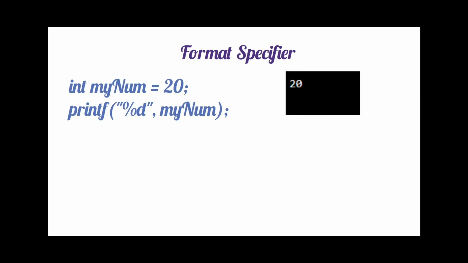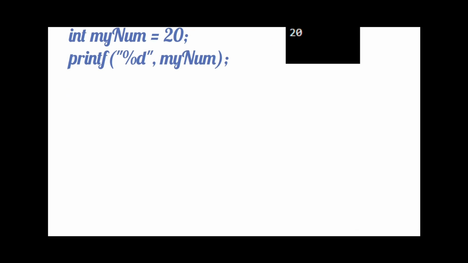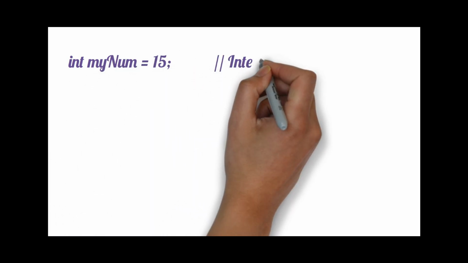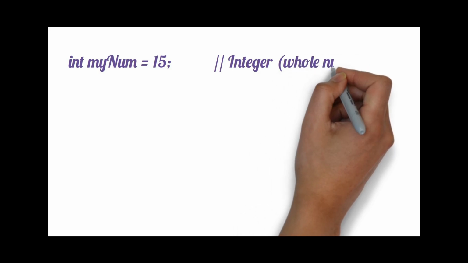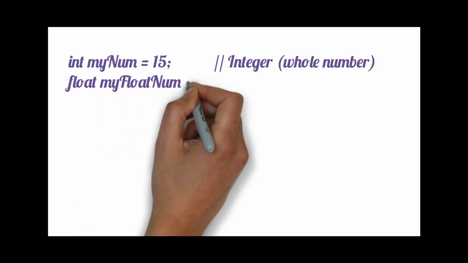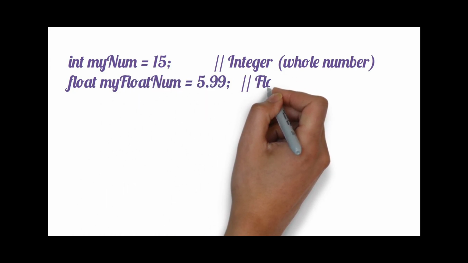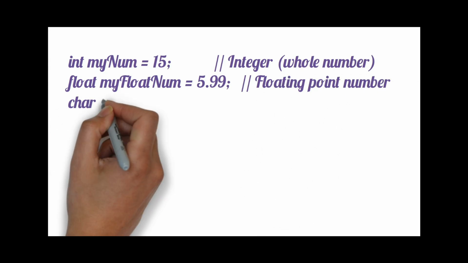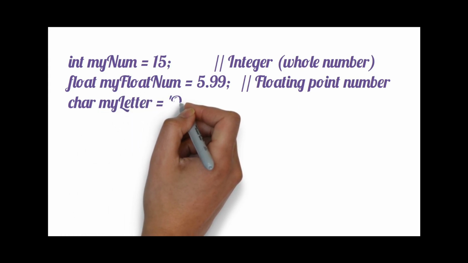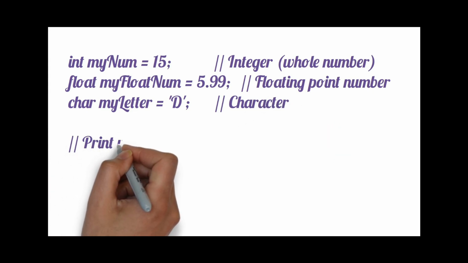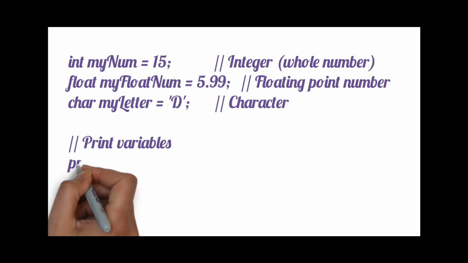If I run this code, this is the output. We shall move forward and create an integer type value, a floating type value, and a character type value. First, I'll create an integer type value with the statement int mynum equal to 50. Next, float my float number equal to 5.99. Next, char my letter equal to single quotes d. As it was said before, a character variable should be included in single quotes.